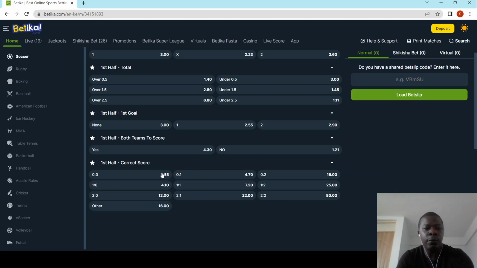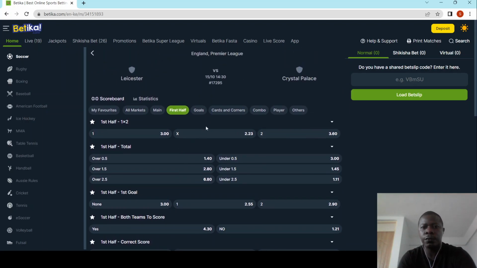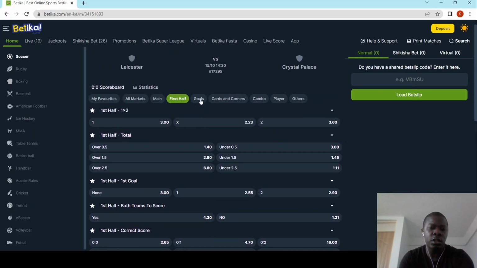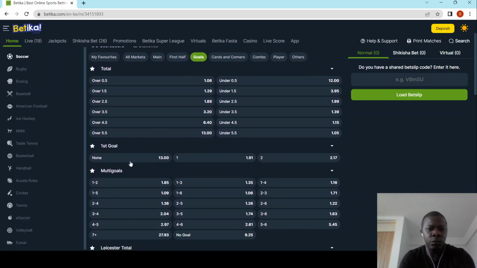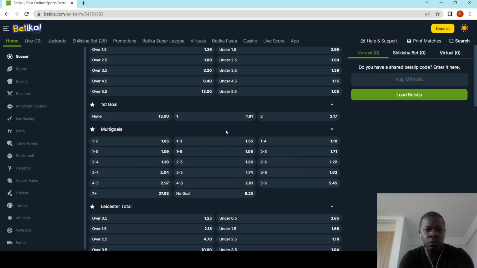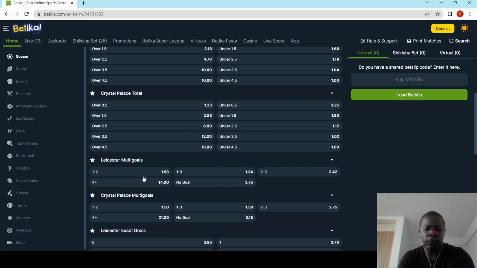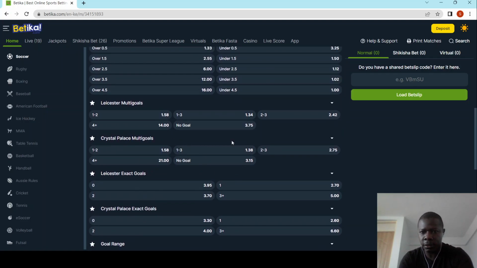So that is how correct scores are: both teams to score and first team to score, and total scores for first half. The same as it applies in first half, it applies in goals in full time. So you can say which one first goal will be which one. Multi goals, this is what you can call the correct scores. Then Leicester total, will Leicester have 3 goals, 2 goals, and that's where you see Leicester under or over. Crystal Palace the same, and all this. So you can also bet on all these goals.